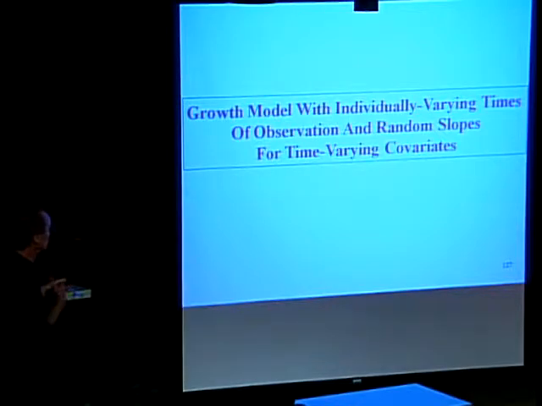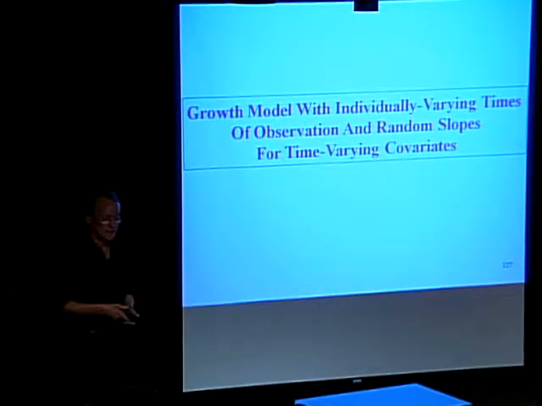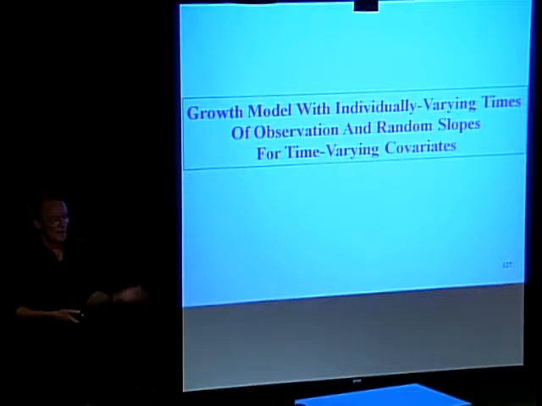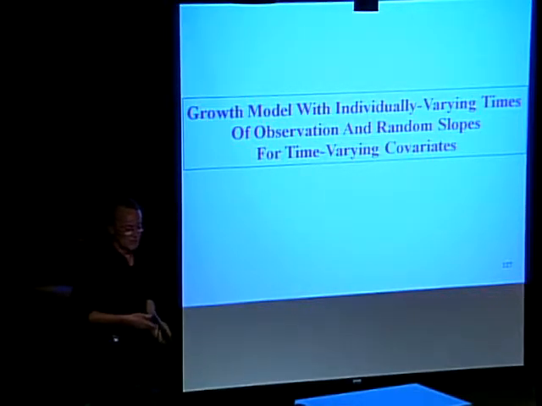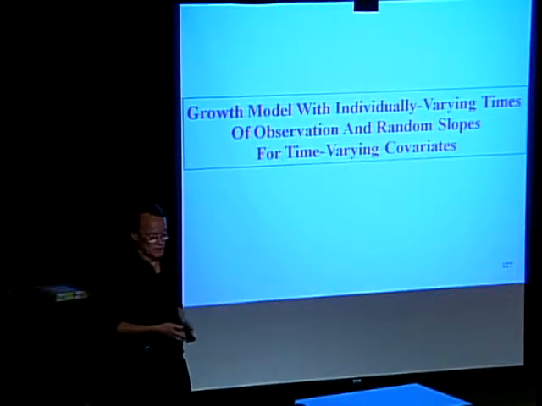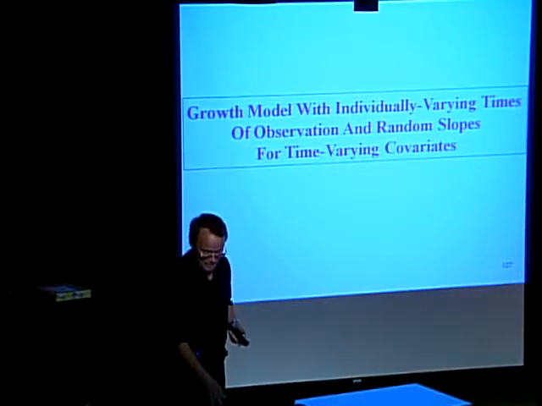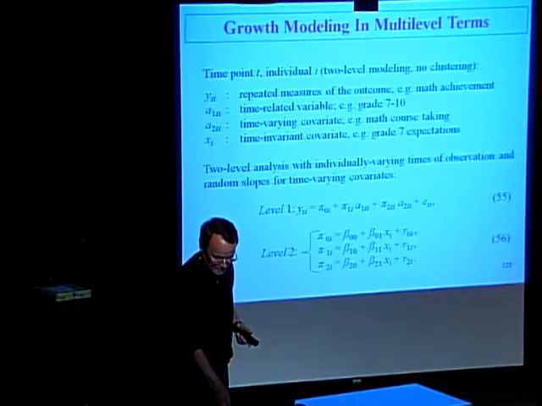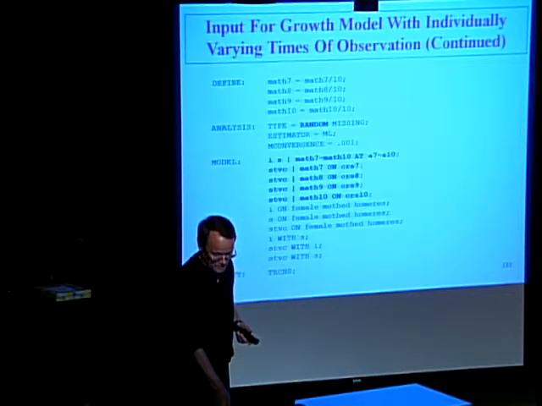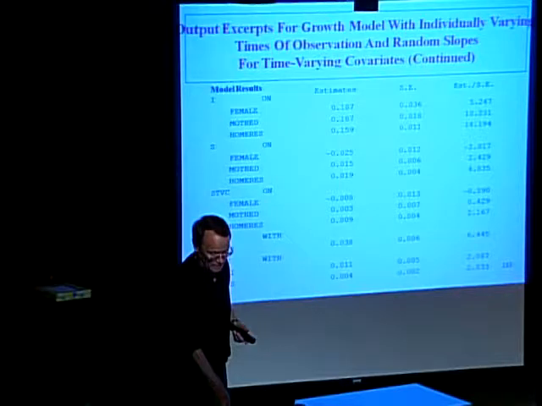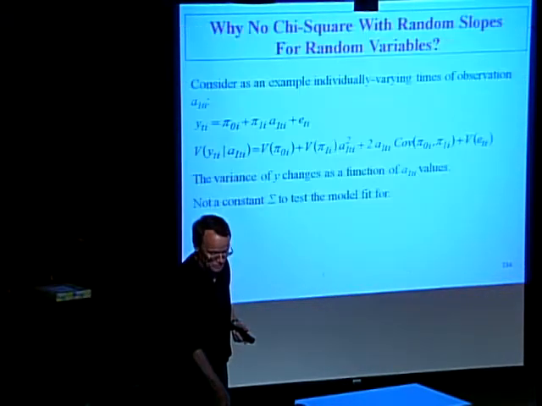Note further that in this example, the first issue was totally irrelevant because there is no variation in the time score. Everybody who's in grade 8 is in grade 8. So there was no individually varying times of observation. It would have been if you somehow took into account that people were held back in grades and differed in ages, something of that sort. But anyway, at least we showed how to do it when you need it.